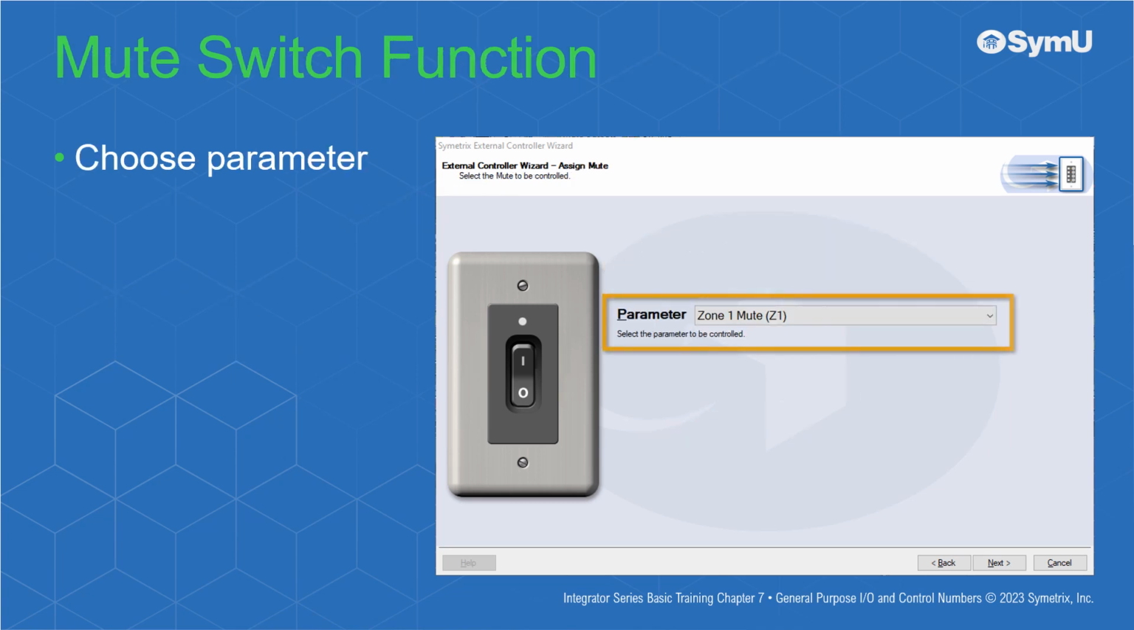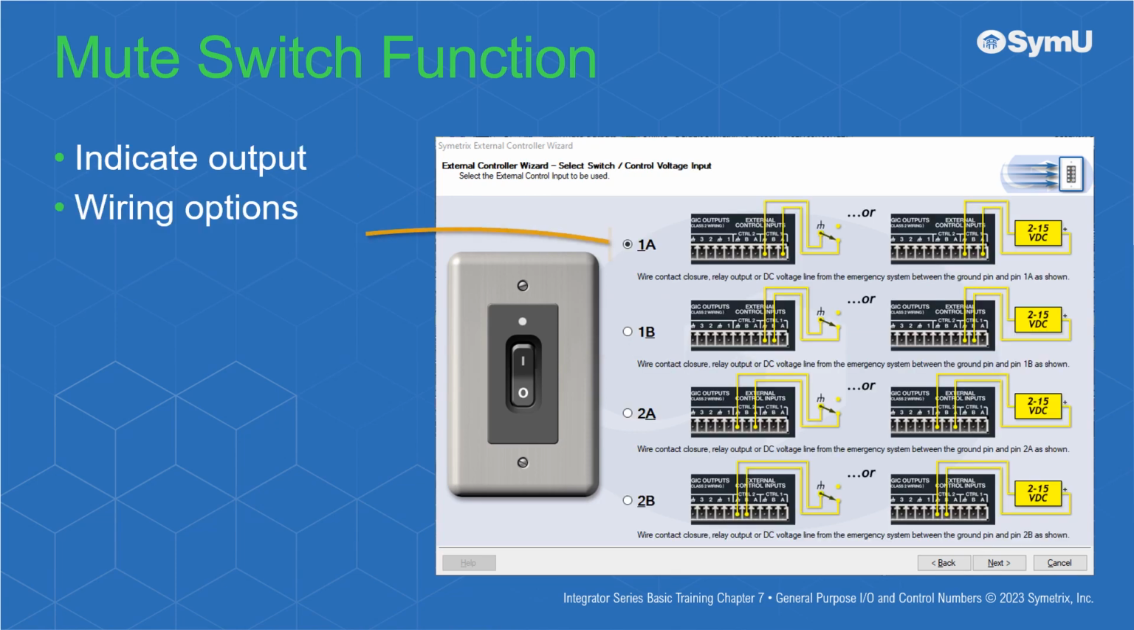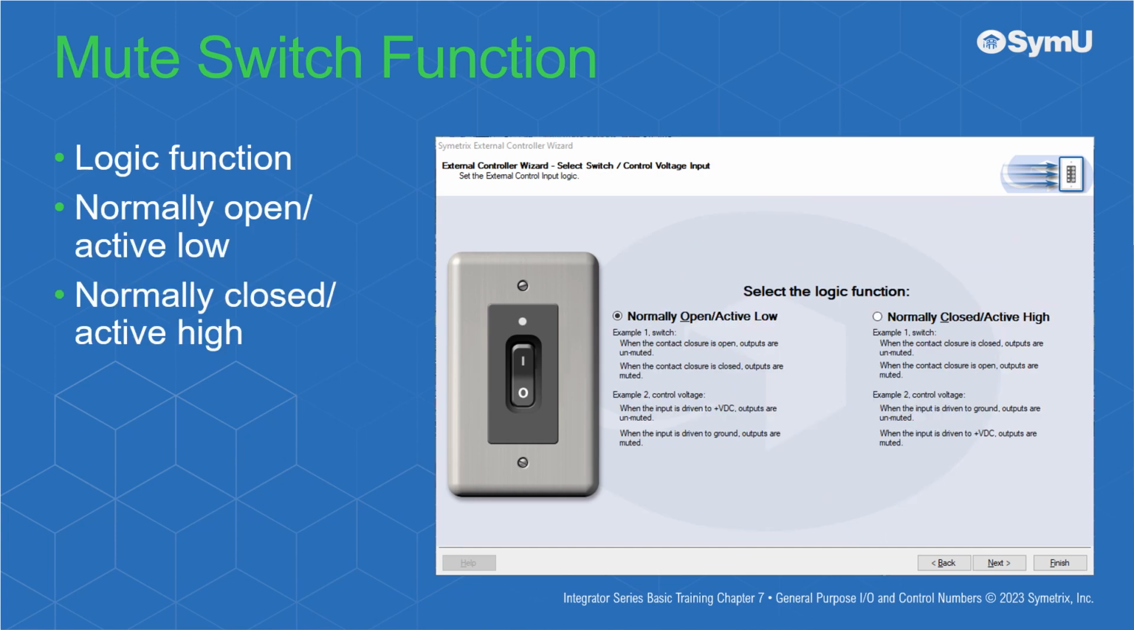Setting up for a specific mute parameter is as easy as selecting the button you require in the drop-down menu. Next, select the external control input used. Remember, each output has an A, B, and a ground contact, so 1A, as seen here, assumes the switch is wired to control A and ground. Matching the logic function to the control used is done here. You may select between normally open active low or normally closed active high. Each gives an example for clarity.